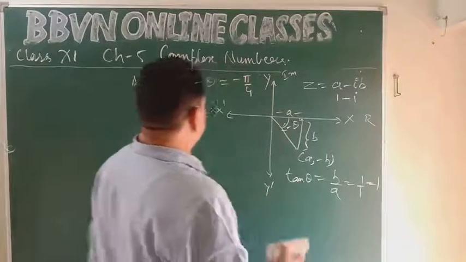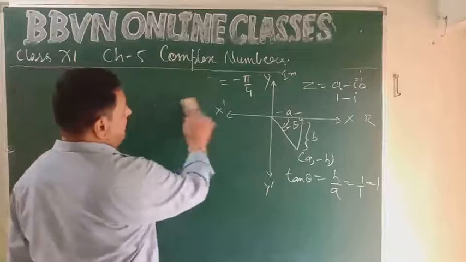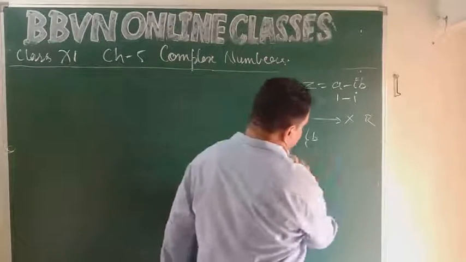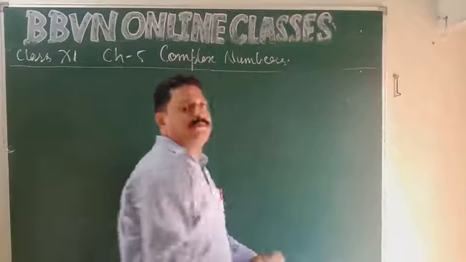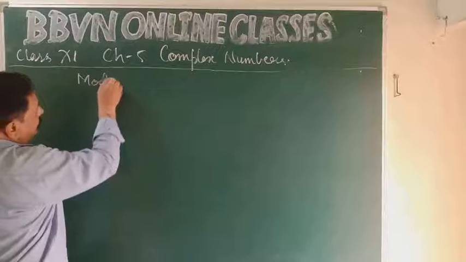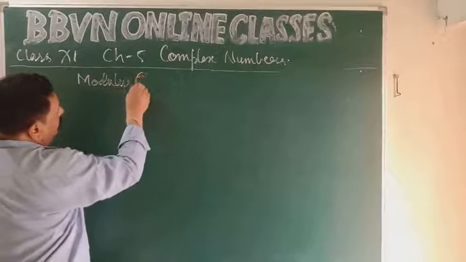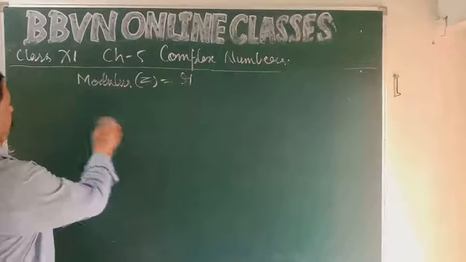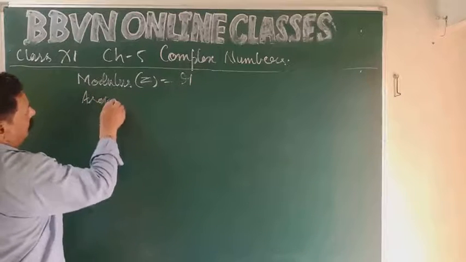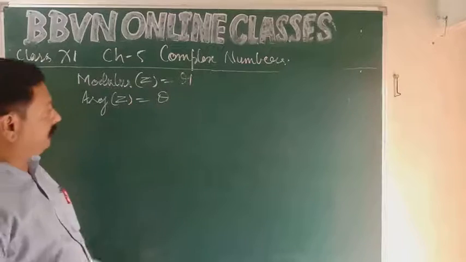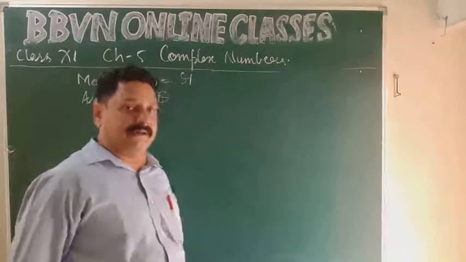Right, children? So we have discussed the argument of z. We found in the earlier class the modulus of a complex number. Modulus of z is represented by small r and argument of z is represented by theta. Theta can be in positive direction, theta can be in negative direction.